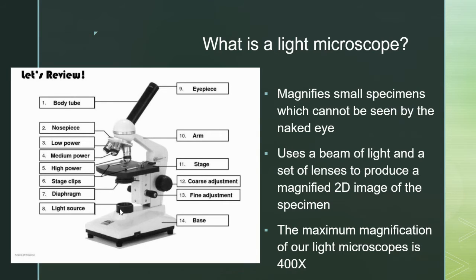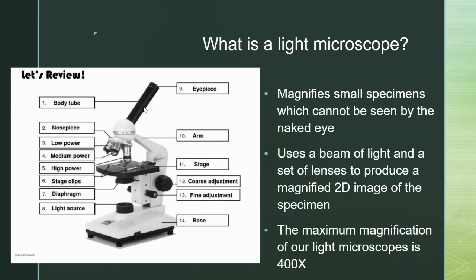Then there is a light source and a diaphragm that controls how much light is actually coming through the stage to your eye. And this is called the stage. And that's where you put your microscope slide. You can hold the slide in place with stage clips, and you can use either low, medium, or high powered objective lenses, and they're on what we call a revolving nose piece. So that can actually turn and help you choose which type of lens you would like to use.